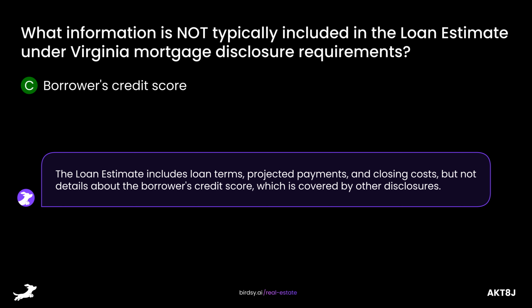The loan estimate includes loan terms, projected payments, and closing costs, but not details about the borrower's credit score, which is covered by other disclosures.